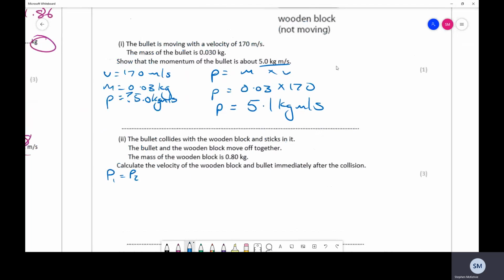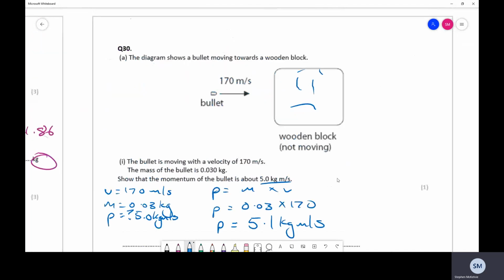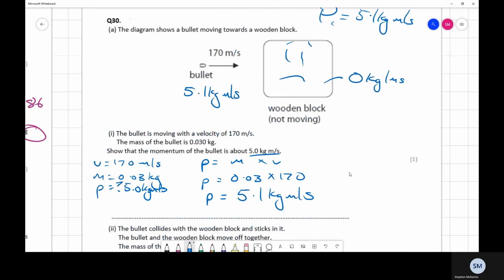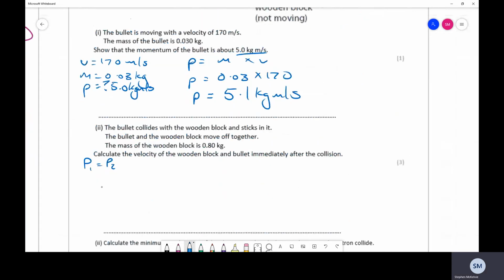Now, we've worked out that this bullet has got 5.1 kilogram meters per second of momentum, and that my wooden block, because it's not moving, has got 0 kilogram meters per second. So that means that the total momentum, P1, is equal to 5.1 kilogram meters per second. Now, afterwards, the total momentum will still be the same. So I can say that P1 is equal to P2.